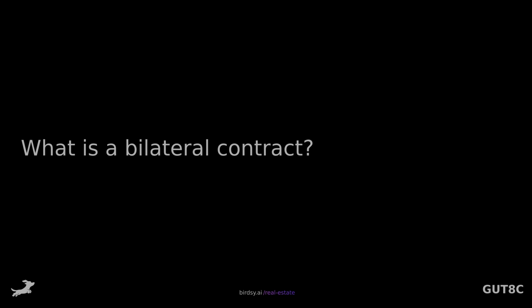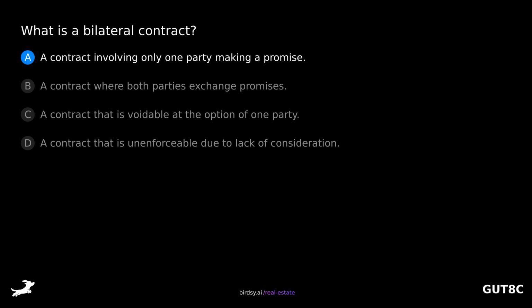Contracts. What is a bilateral contract? Is it A, a contract involving only one party making a promise, B, a contract where both parties exchange promises, C, a contract that is voidable at the option of one party, or D, a contract that is unenforceable due to lack of consideration? The answer is B, a contract where both parties exchange promises.